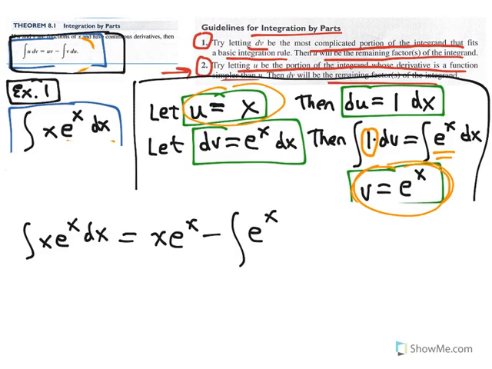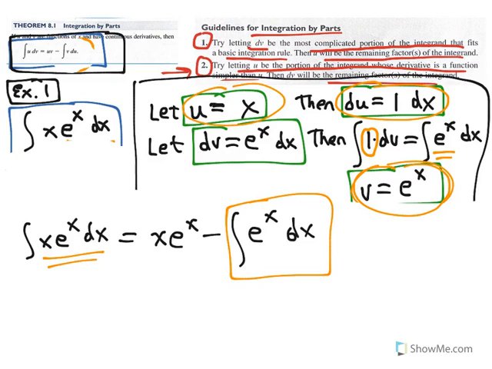v du. du is 1 times dx. And of course, this is great because you know what this integral is. It's e to the x. So this is an example of a successful application of integration by parts. Because now, what was originally something that we could not do has now been rewritten using integration by parts so that we can do it.